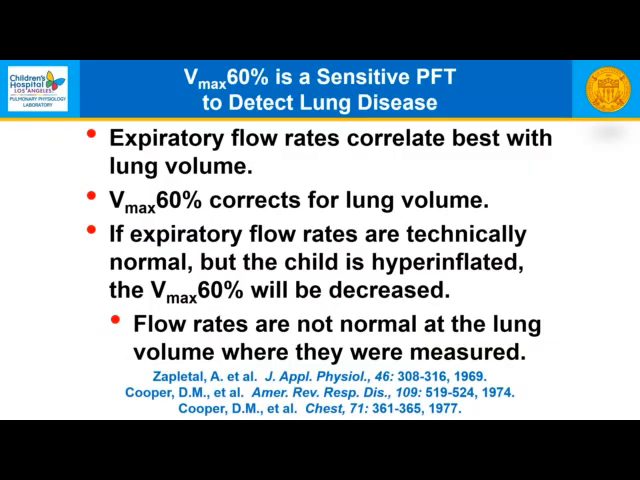So expiratory flow rates correlate best with lung volume. Vmax 60 corrects for lung volume, and if expiratory flow rates are technically normal, but the child is hyperinflated, the Vmax 60 will be decreased. Flow rates are not normal at the lung volume where they were measured in that situation.